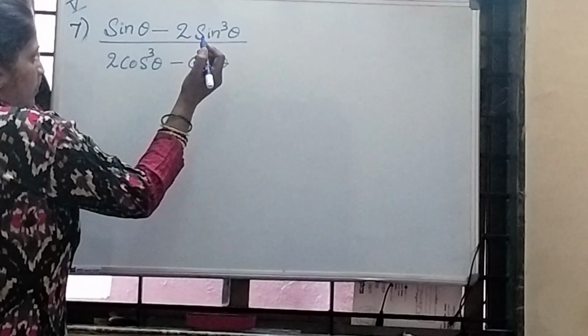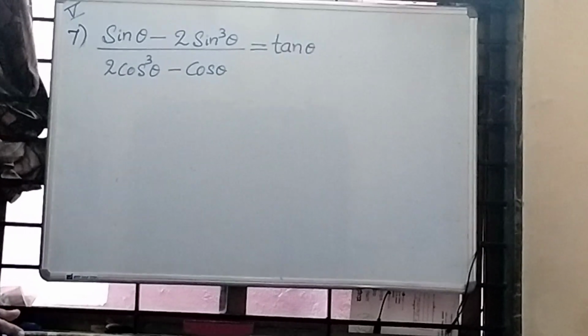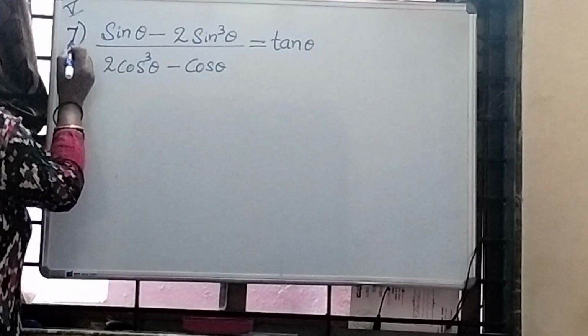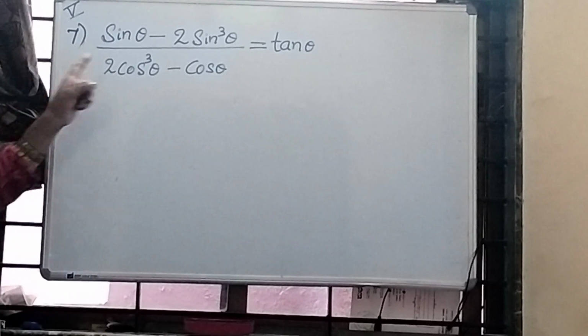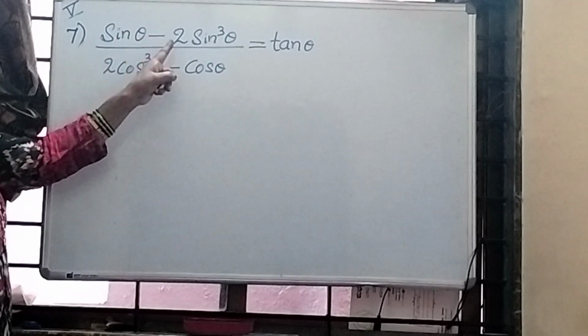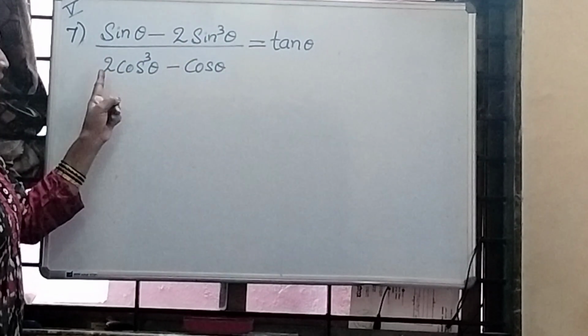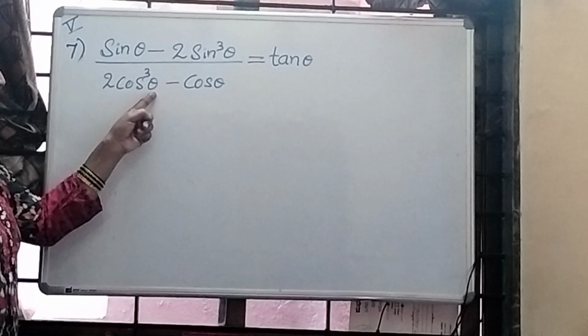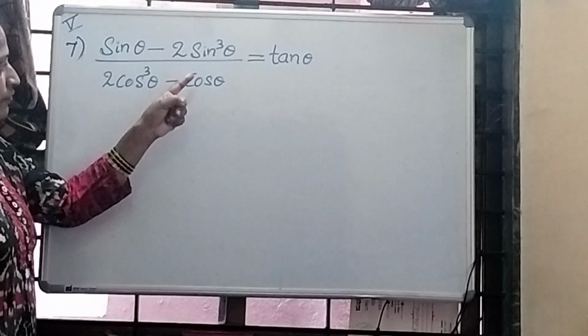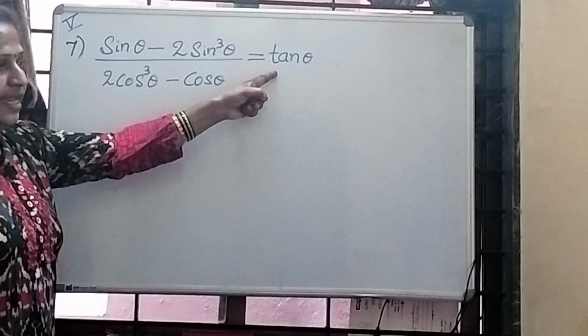So yes, students, we will continue with the seventh question. The question is (sin theta minus 2 sin cube theta) divided by (2 cos cube theta minus cos theta). We should prove this is equal to tan theta.